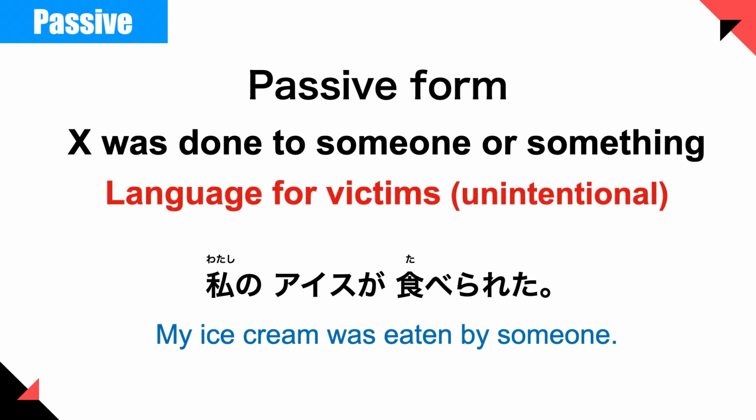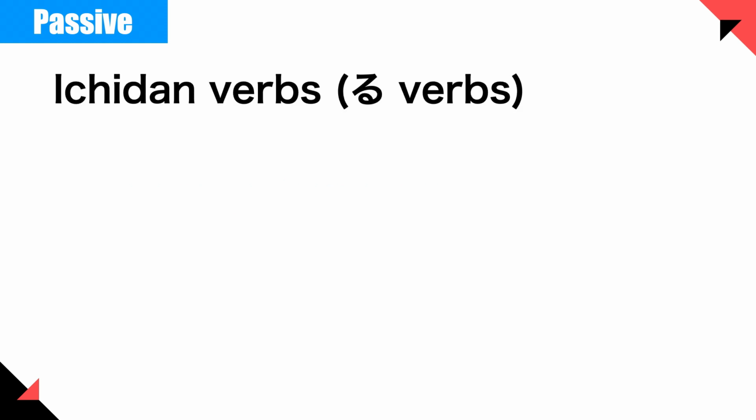You could say this is a language for victims. Right, something was done to something. And sometimes people use it when an intentional thing happened to someone. So let's learn how to use or how to conjugate the verbs to make passive form.